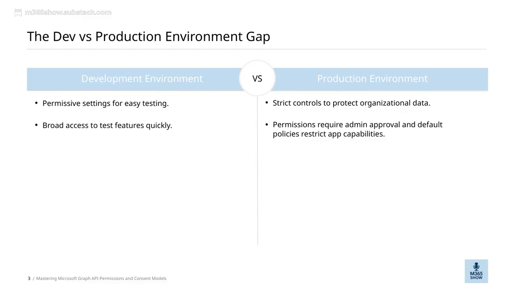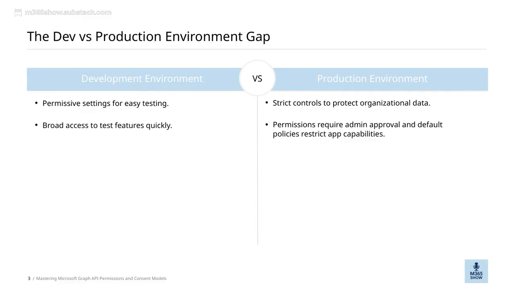Let's take a closer look at the gap between the development and production environments. In the production environment, we have strict controls in place to protect organizational data. Permissions typically require admin approval, and default policies are set to restrict what apps can do. This ensures that only authorized actions are allowed, safeguarding sensitive information. On the other hand, in the development environment, the settings are much more permissive. This allows developers to test and experiment with features quickly without constantly requesting permissions. For example, broad access is granted to test new functionalities efficiently.